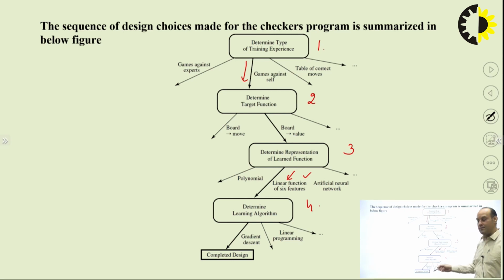How do we learn the algorithm? Using the gradient descent method. There are several approaches that we can use, and after that this complete design will be generated. Okay students, so I think this is clear. Just keep in mind these 4 points, and you can make any system learn.